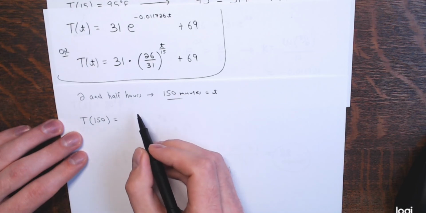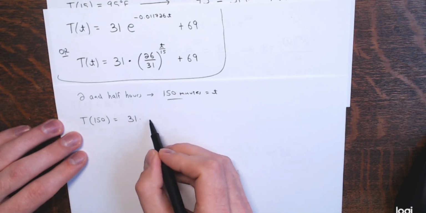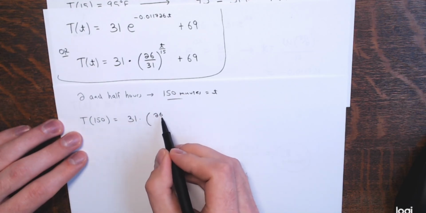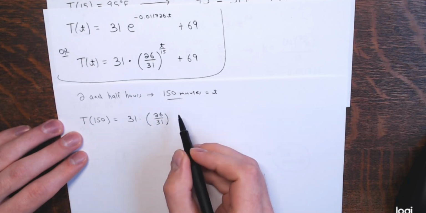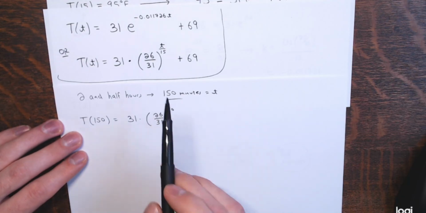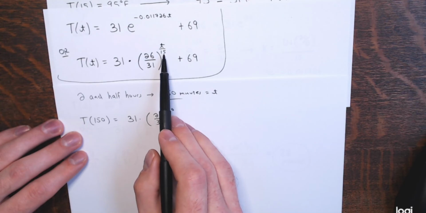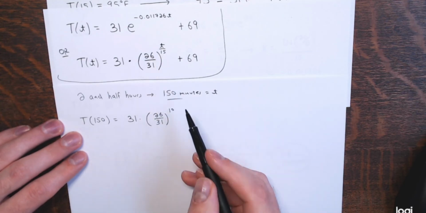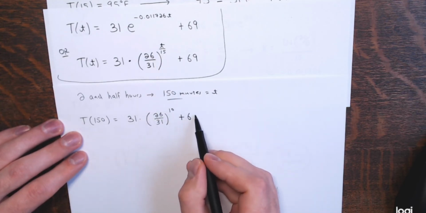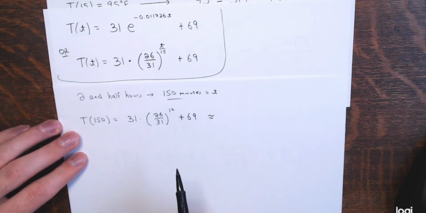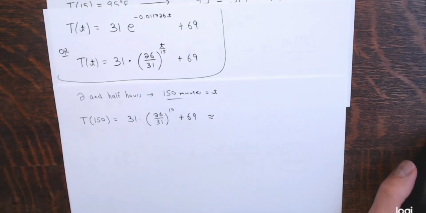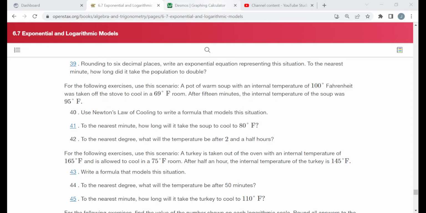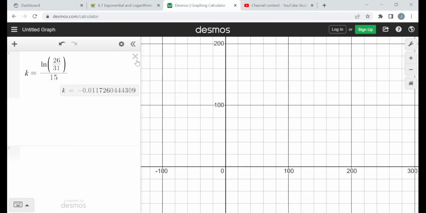Alright, so I'm just plugging this in: 31 times 26/31 to the 10th power, because 150 divided by 15 would be 10, and then plus 69. And then we're asked to round this to the nearest degree, the nearest whole degree. So back in the calculator, just clearing all this.